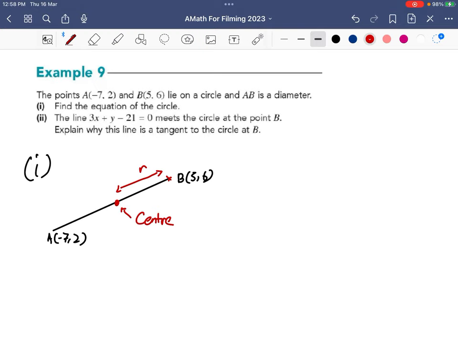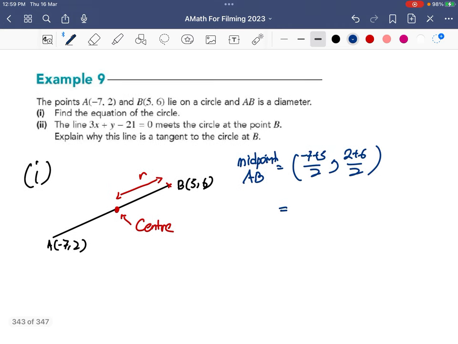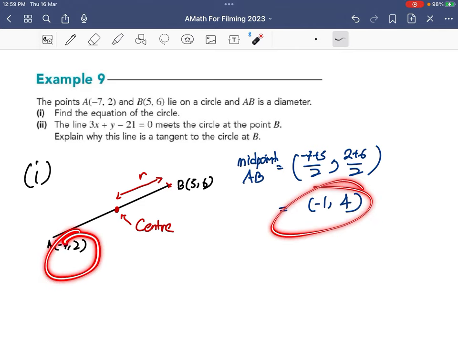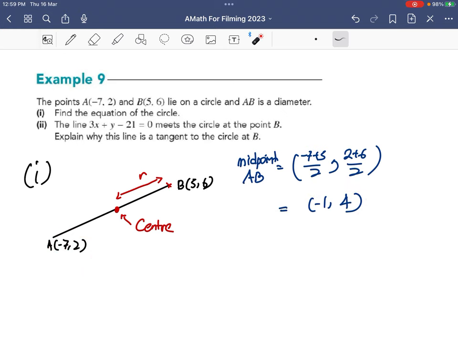So now let's start right with finding a midpoint. So what we have is this. Midpoint of AB is equals to -7 plus 5 over 2, 2 plus 6 over 2. So what we will get here is that the midpoint is -1 and 4. To find the radius, we use any point. Okay, we can use the center to B or use the center to A itself. So in this case, maybe I will use the center to A itself.